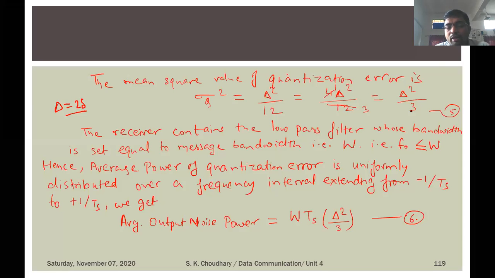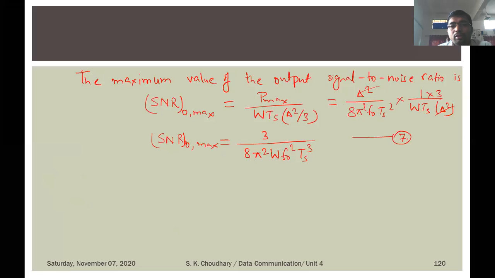Now once you calculate the average output noise power, you can easily find the signal to noise ratio. The maximum value of the output signal to noise ratio is T max upon the average output noise power, that is WTS delta square upon 3. Substituting the values, you get equation number 7, the maximum output signal to noise ratio, which becomes 3 upon 8 pi square WF naught square upon TSQ.